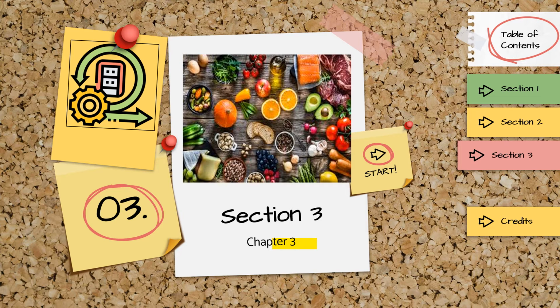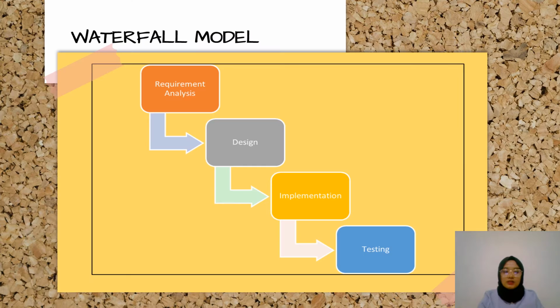Section 3 for Chapter 3. This is the methodology for this project. We use the SDLC waterfall model. Based on this figure, it has 4 phases: analysis of requirements, design, implementation, and testing are the general steps that are achieved. All the information relevant to the project is based on the literature review and carried out by the survey for the requirement analysis.